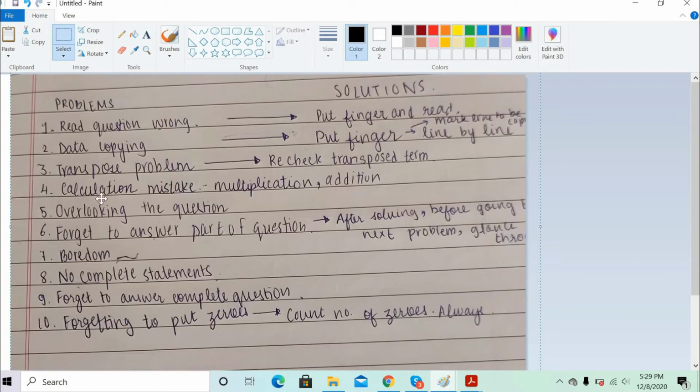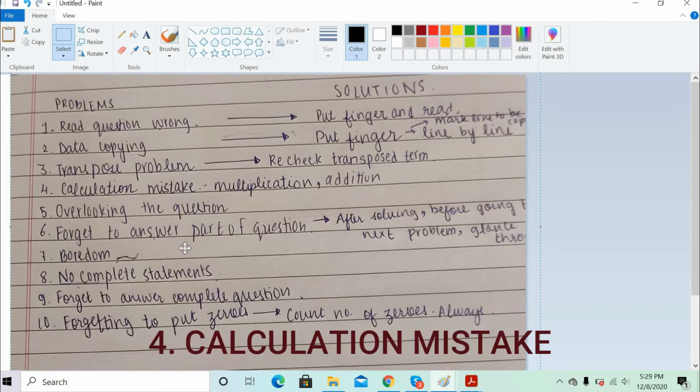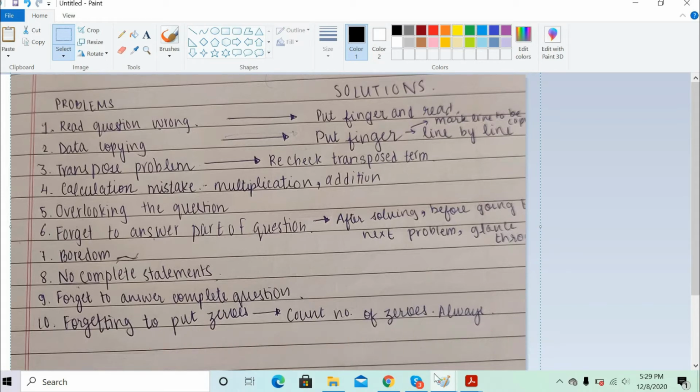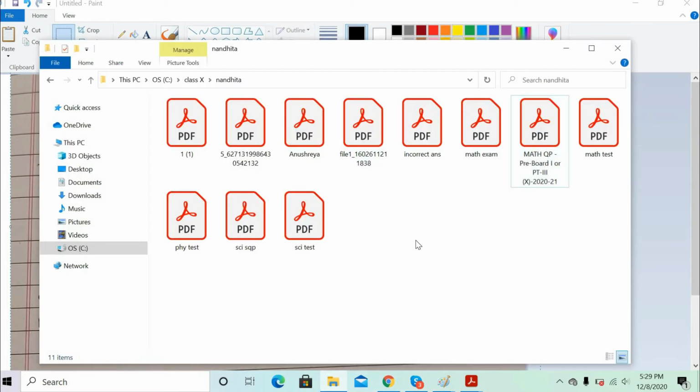Now the next kind of silly mistake is the calculation mistake, or multiplication and addition mistake. So how do we solve the calculation mistake? Calculation mistakes can be avoided. I'll show you how the calculation mistake happens.